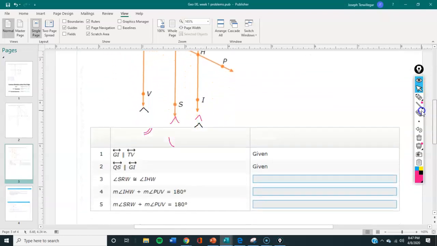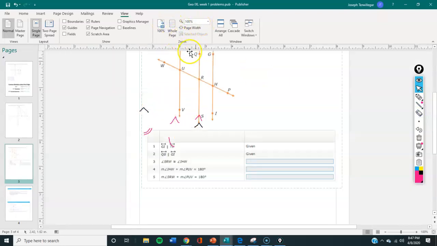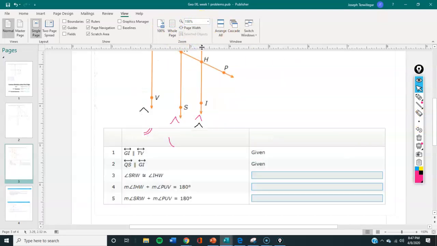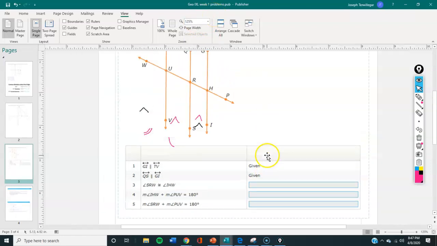Alright, so let's go down here. We're going to have to zoom out a little bit again. Maybe zoom in a little bit. This is the worst video I've ever made, and I made some bad ones.